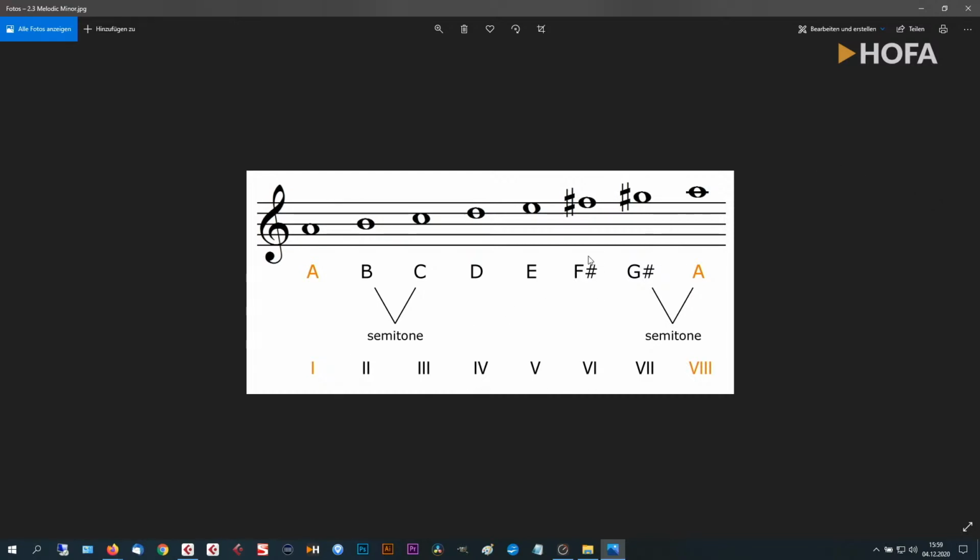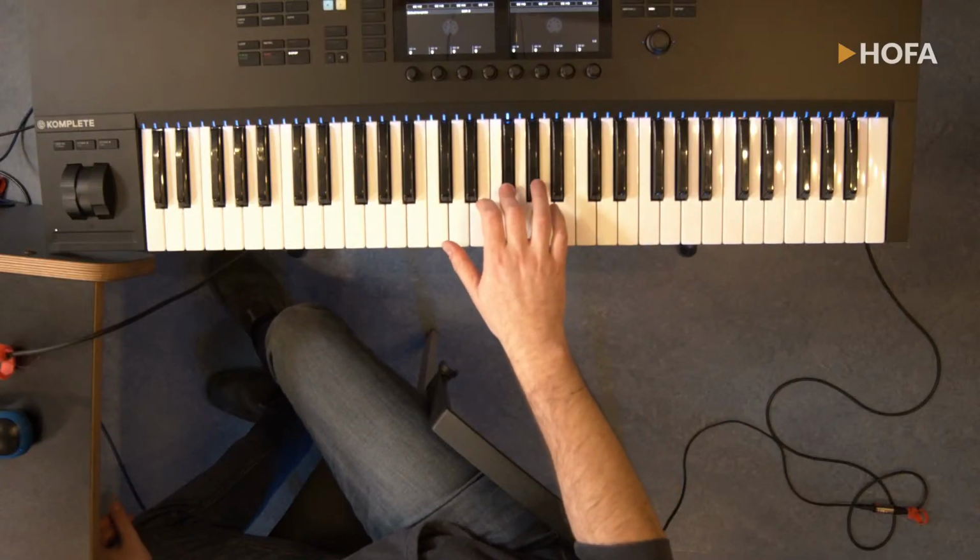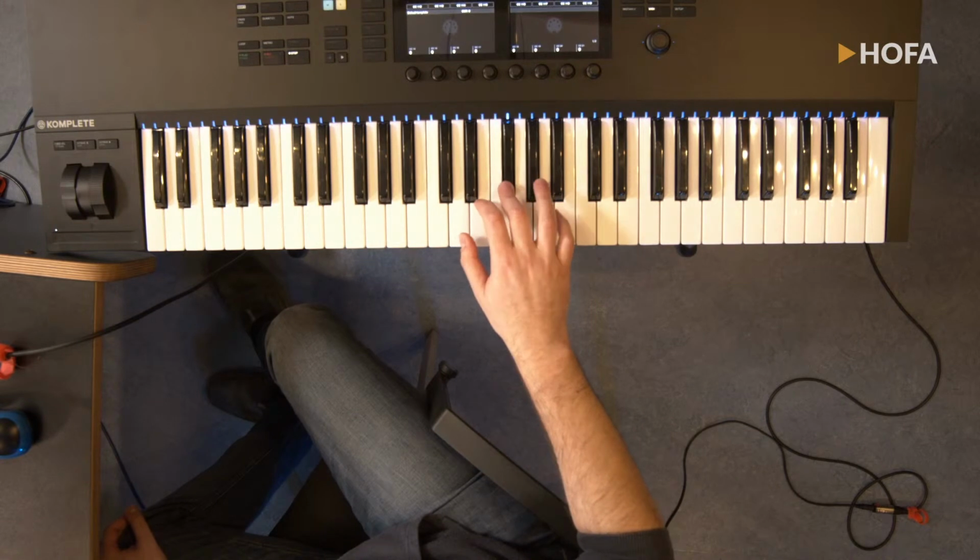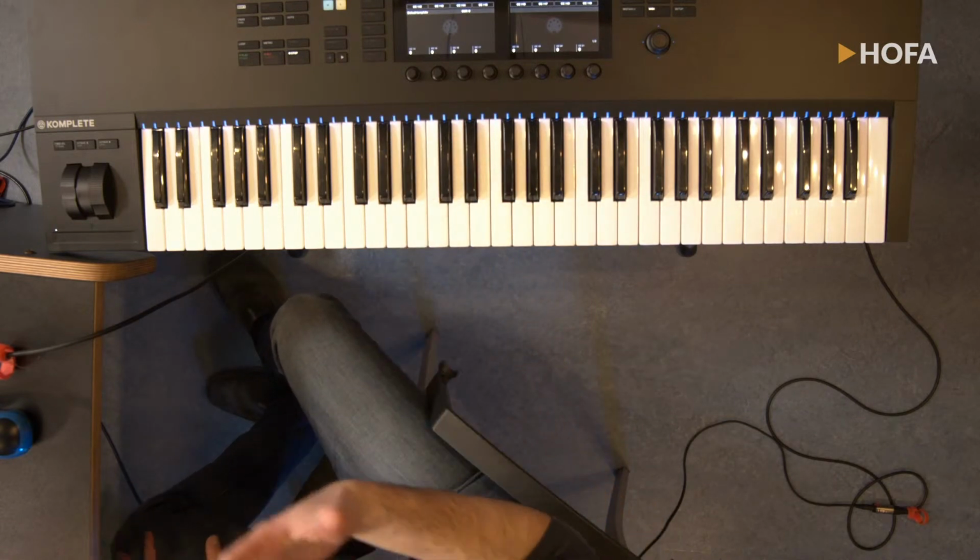We have the 6th step, which is usually an F, but then we raise it by adding another sharp, and we get an F sharp, but also the G sharp that comes from our harmonic minor scale. So let's hear it. It sounds like that. From a classical point of view, if you play it starting from the root note, ending an octave higher, you can do it like that.